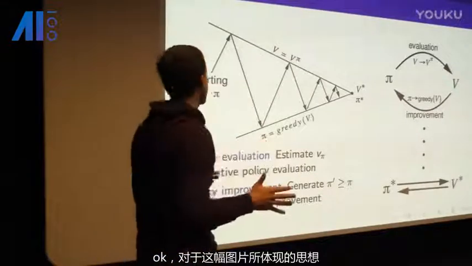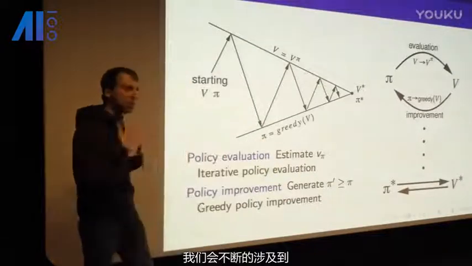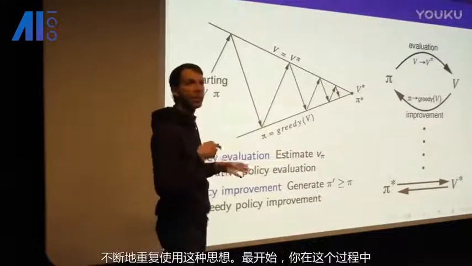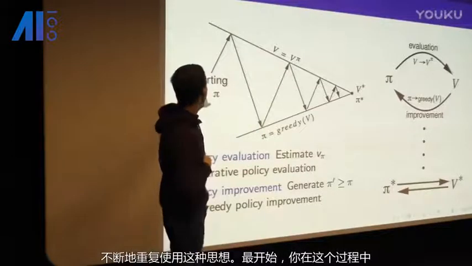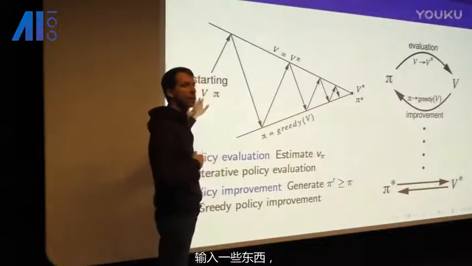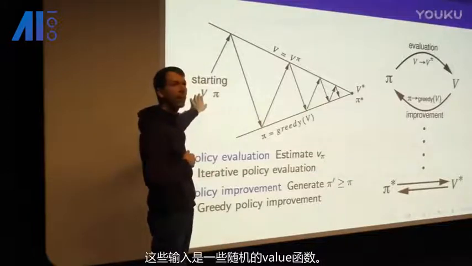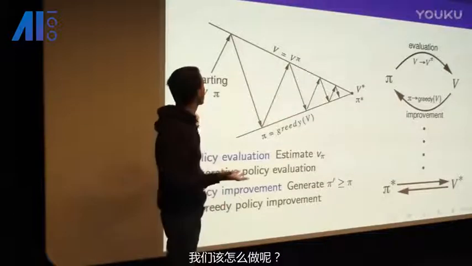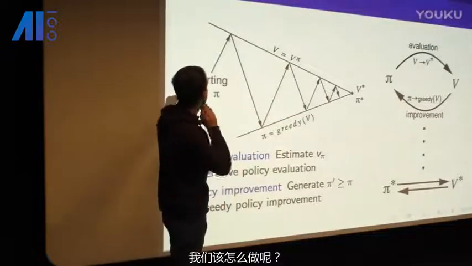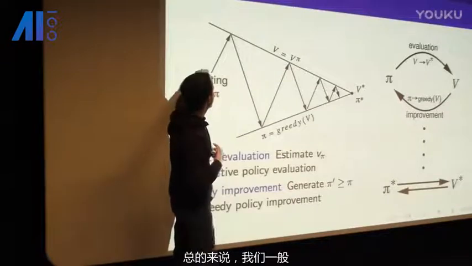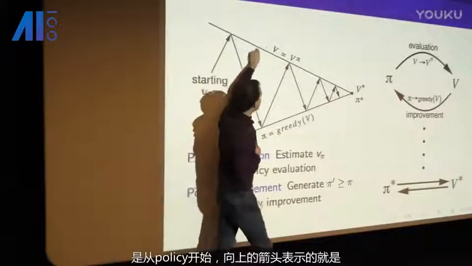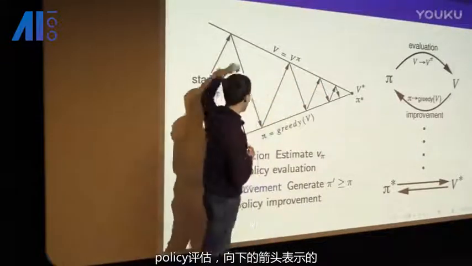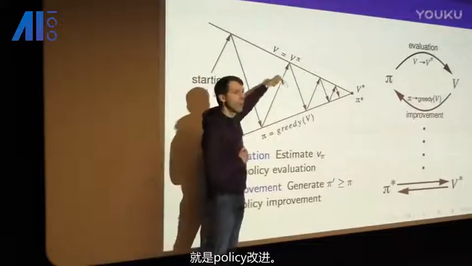Okay, so just in one picture, this is the idea that we're going to be using again and again, not just today, but in many subsequent classes as well. You start off with some inputs to this process: some arbitrary value function, like all zeros, and some policy. We're going to do policy evaluation on our up arrows, and policy improvement on our down arrows.